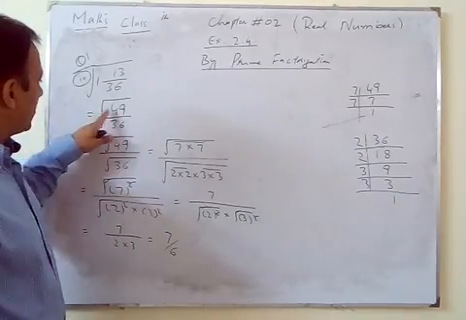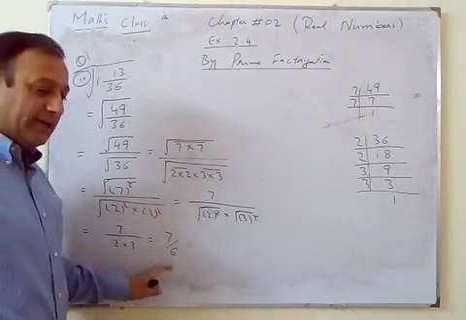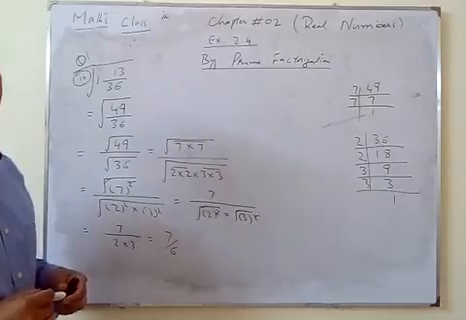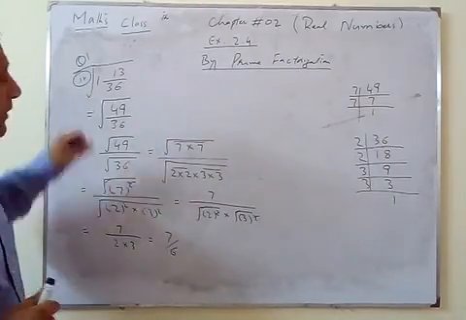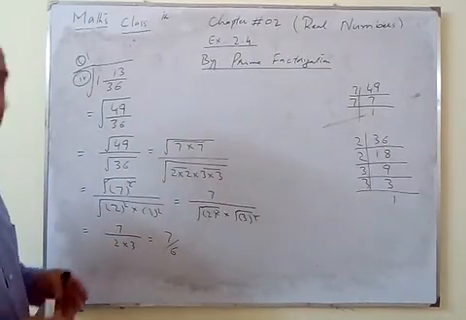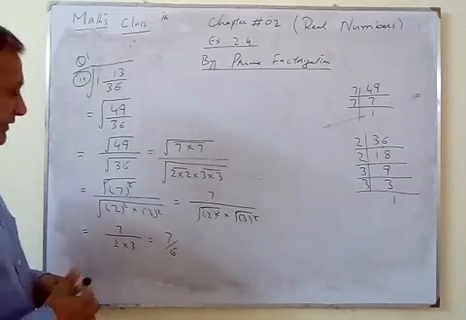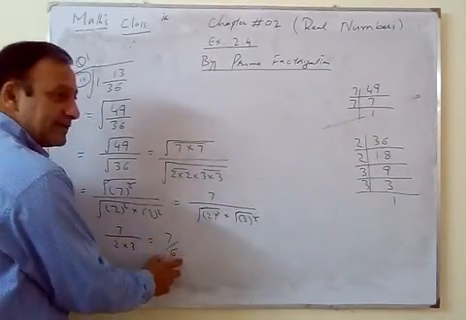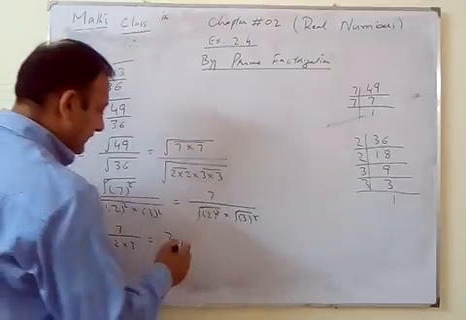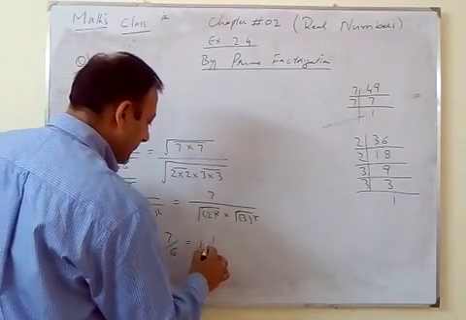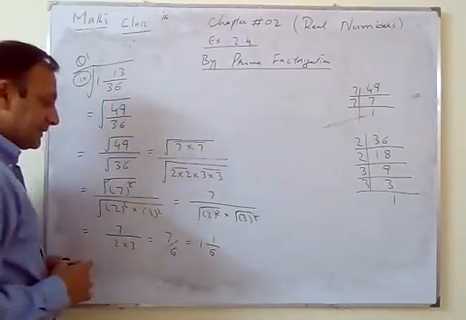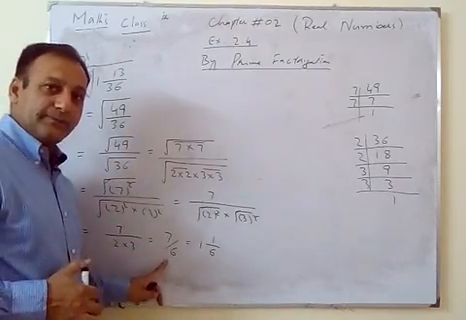So the answer of the square root of 49 by 36 is 7 by 6. But keep in mind that the question is in a compound fraction, a mixed fraction, so the answer must be in a compound fraction. So we have to convert this 7 by 6 into a compound fraction, that is 1 whole 1 by 6. This is not the exact answer of this question.